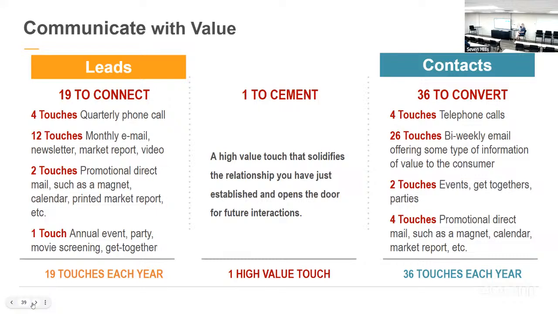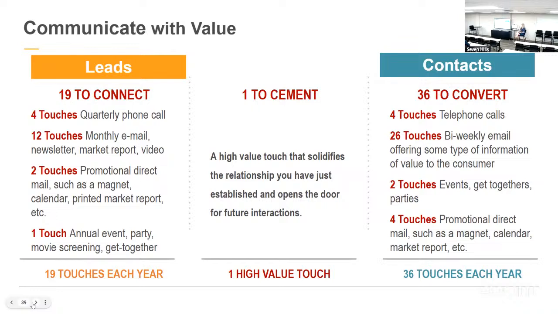All right. So when we have contacts in our database, people that we have permission to have a two-way conversation with, we need to connect with them 36 times a year to convert. So of the 36 to convert, we've got 4 quarterly phone calls a year. 26 touches: we're sending out bi-weekly emails, delivering value. 2 touches, events. You want to have events throughout the year. And then doing 4 promotional direct mail pieces, magnets, calendars.